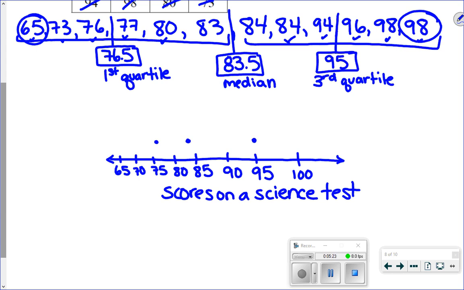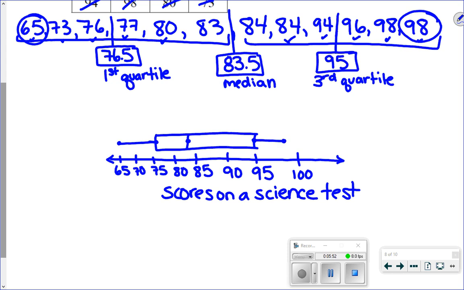So now I'm going to draw a vertical line through each one. Don't go all the way down to the number line. And then I'm going to connect them to form a box. Now I need to make my whisker out to the lower quartile and the upper quartile. So for my lower one, my least value was 65. This is the whisker part. And then my upper one was 98.